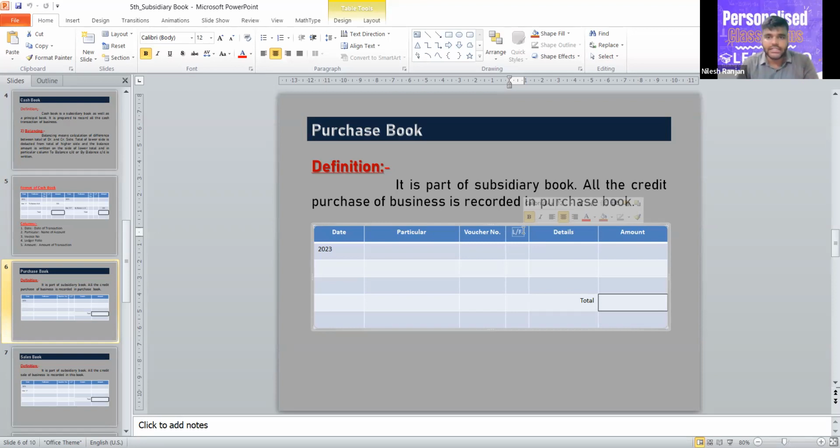After that, details, meaning if there is any addition or deduction that we have to do in the amount, then we will do it in the details column. After that, the final amount will be written in the amount column. Is that clear?